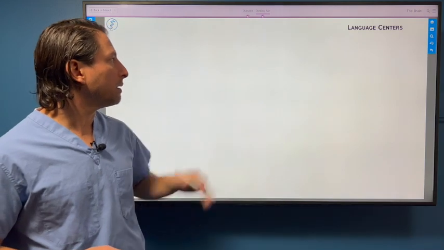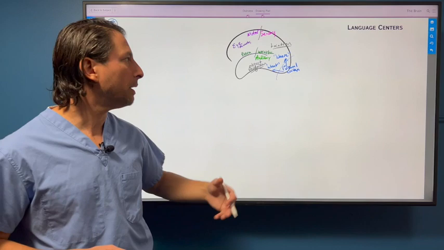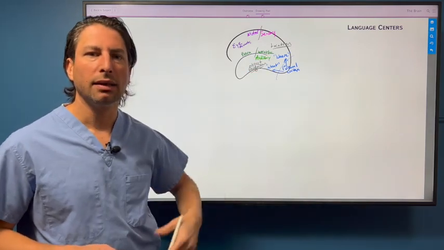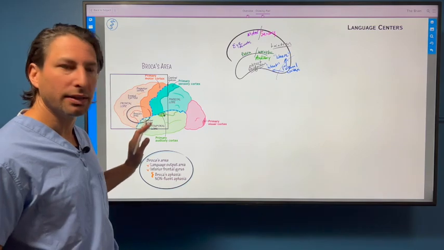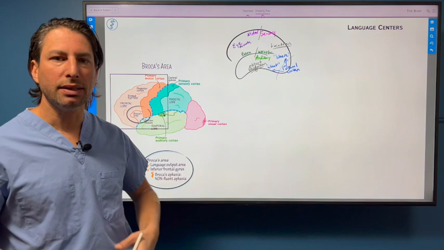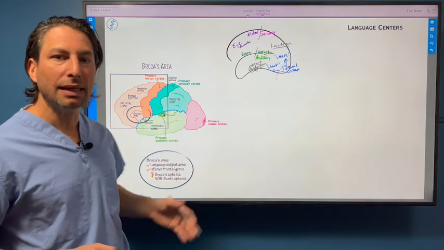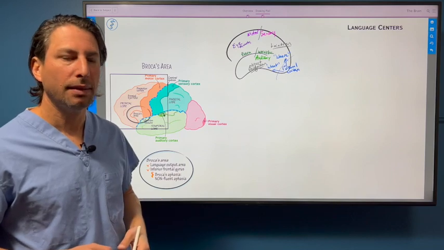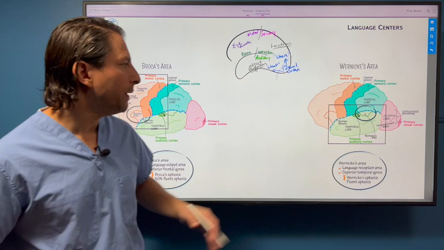We've talked a lot about the language centers. Broca's area is the motor center, the speech output area, and then Wernicke's is the language comprehension area. We talked about the fact that Broca's area is in this inferior frontal gyrus here, and that a Broca's aphasia is a non-fluent aphasia, meaning that the person is able to understand what's being said to them, but they're unable to produce language, either written or oral.